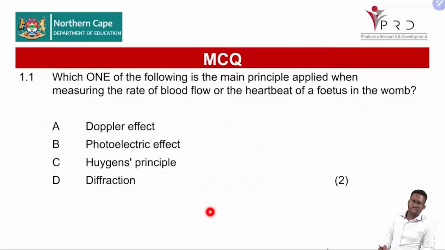Let's deal with this question in 2 minutes. Which one of the following is the main principle applied when measuring the rate of blood flow or when measuring the heartbeat of a fetus in the womb? And we know which topic we are dealing with here. It is Doppler effect. So the correct answer will be A.